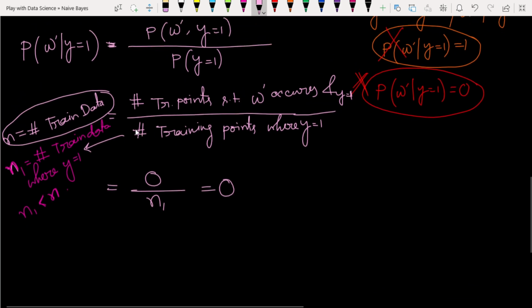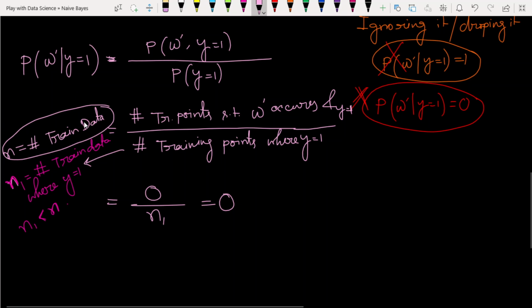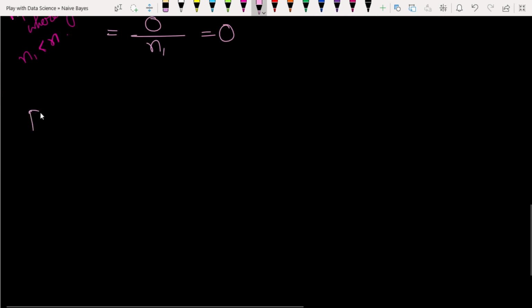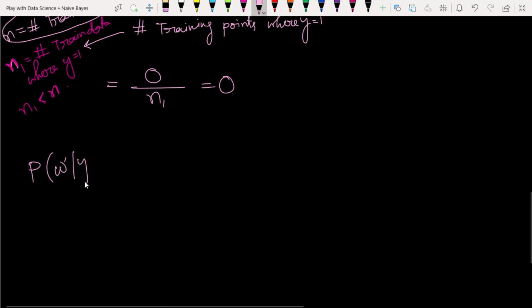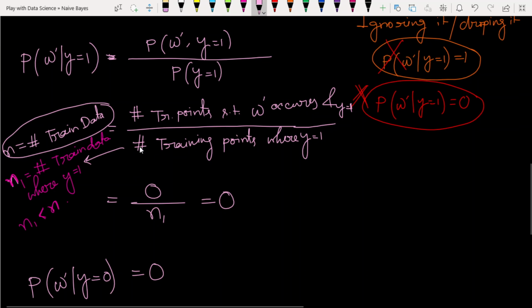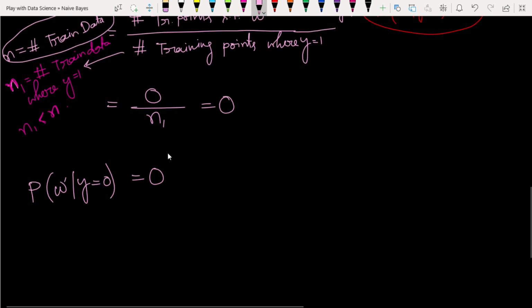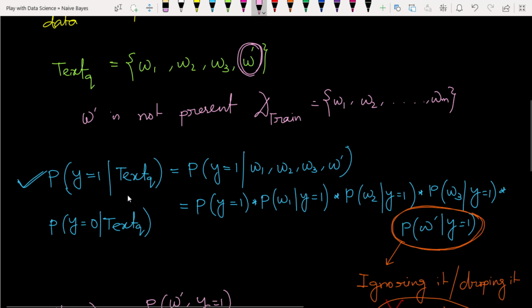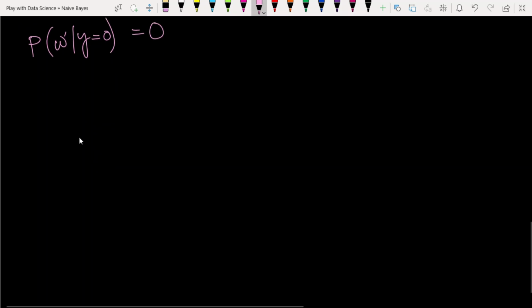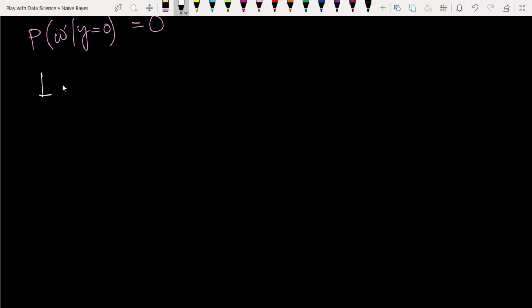So for the same case, if this value will be 0 for class 1, similarly, using the same process, this value will be 0 for class 0 also. Using the same calculation, we can see that this value will be 0. Now, if these two values are 0, the total probability is 0. This is not the right thing. So to get rid of this problem, we use the Laplace smoothing concept.